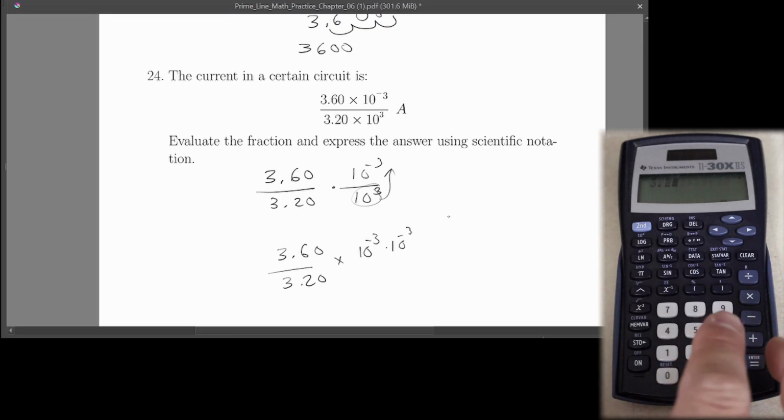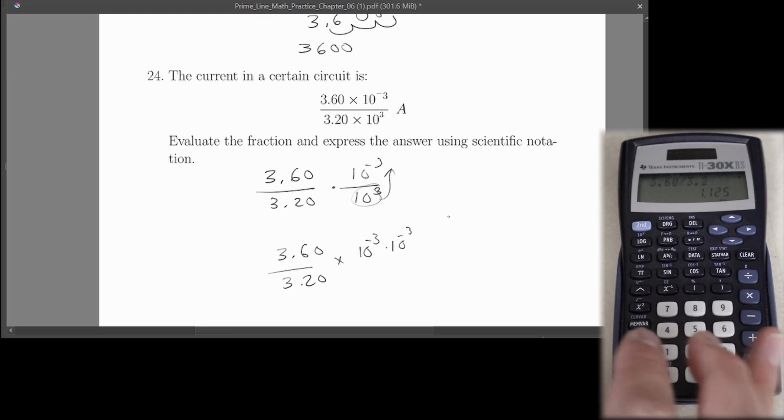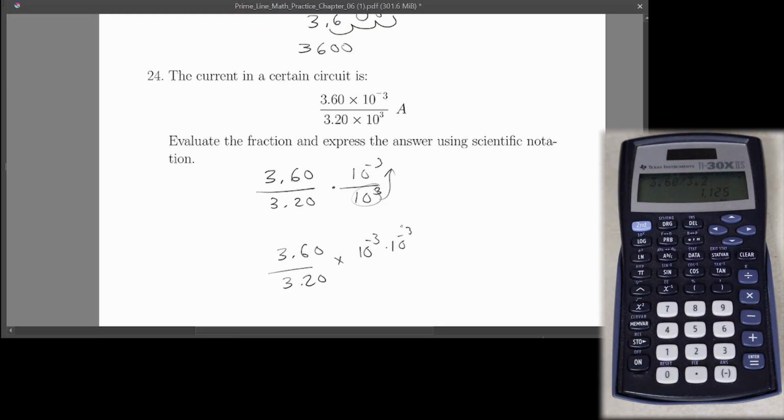We can do 3.60 divided by 3.2. So this would evaluate to 1.125 and then times 10 to the negative 6 for our final value.